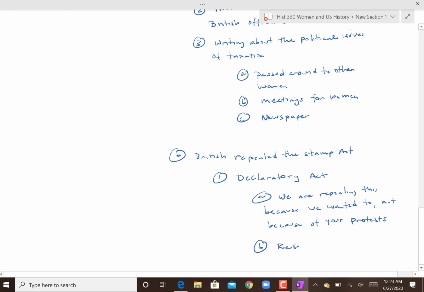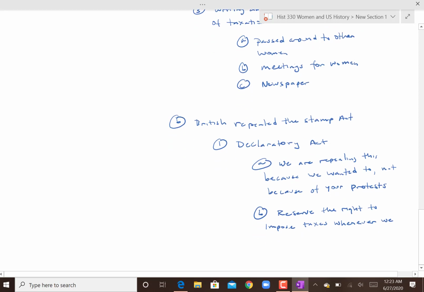And more importantly, we reserve the right to impose taxes whenever we want. So they did want to say that so that they could say, just because we're doing this doesn't mean that we don't have the right to do direct taxation. We're not conceding to that. So this was a more important thing. And I mean, they show it because they're going to have more taxes not too long after this.